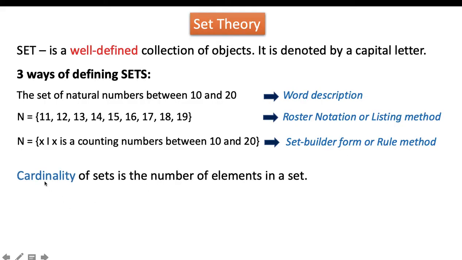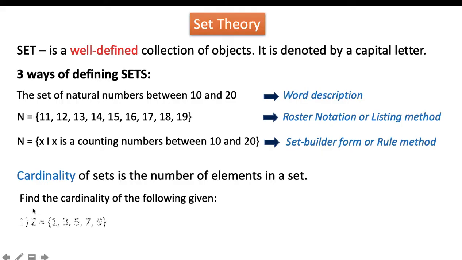When we say cardinality, it is the number of elements in a set. So if you are asked to find the cardinality of a given set, so let's say we have a given set C containing 1, 3, 5, 7, 9, just simply count all the elements. So in this case, 1, 2, 3, 4, 5. So there are 5 elements in this set. Therefore, the cardinality is 5. And it is written as n(C) = 5.